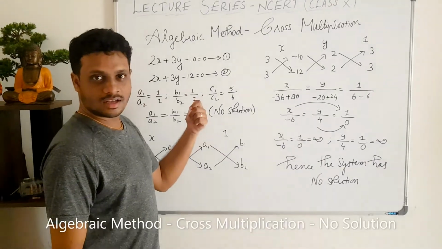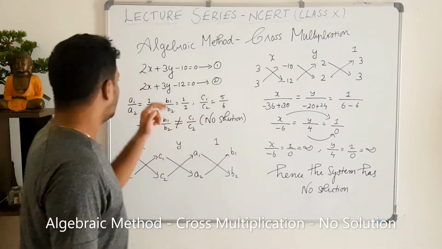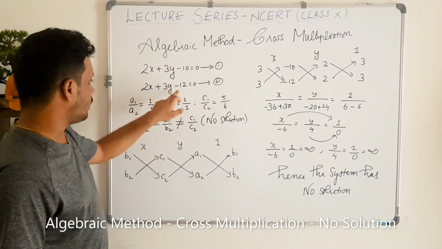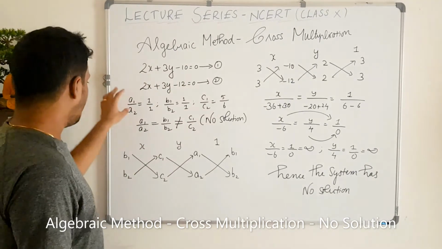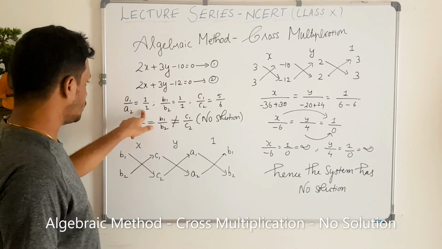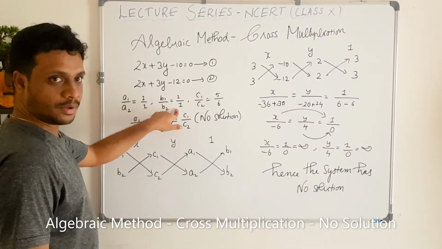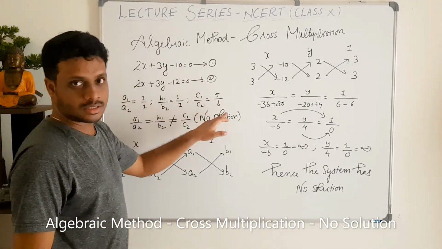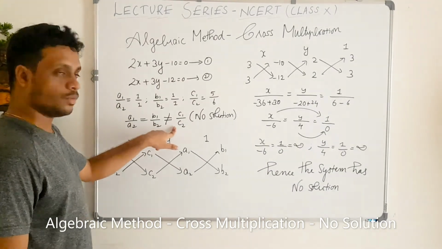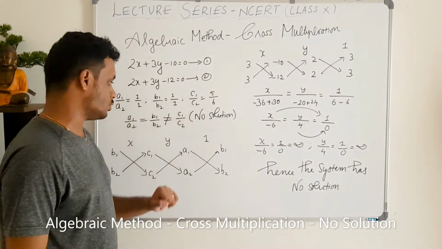This is the third and the last sum. So I have taken 2x plus 3y minus 10 equal to 0, 2x plus 3y minus 12 equal to 0. I am finding a1 by a2, b1 by b2, c1 by c2. I see that a1 by a2 is 1 by 1, b1 by b2 is also 1 by 1, but c1 by c2 is 5 by 6. So this comes under the category a1 by a2 equals b1 by b2 but not equal to c1 by c2. Therefore, it is a no solution type.